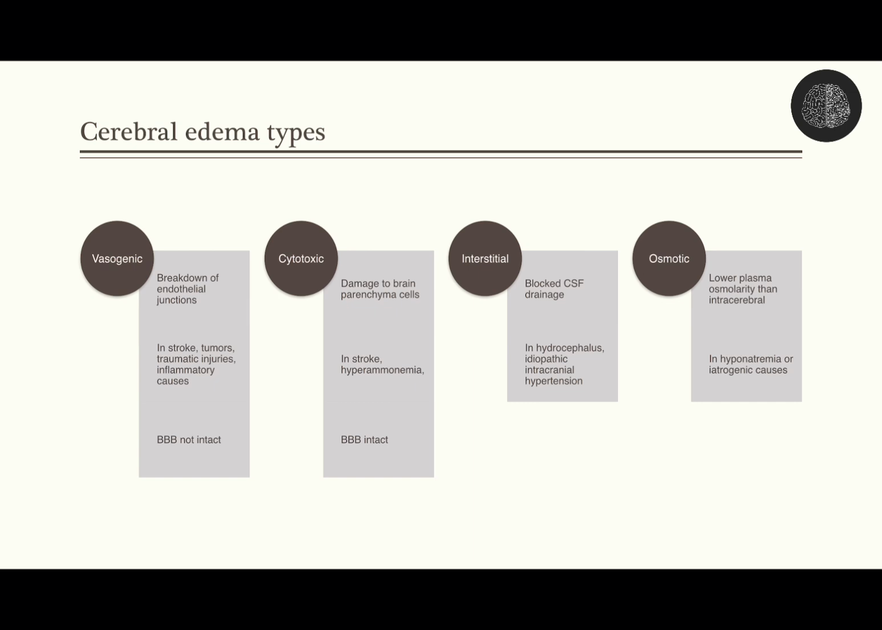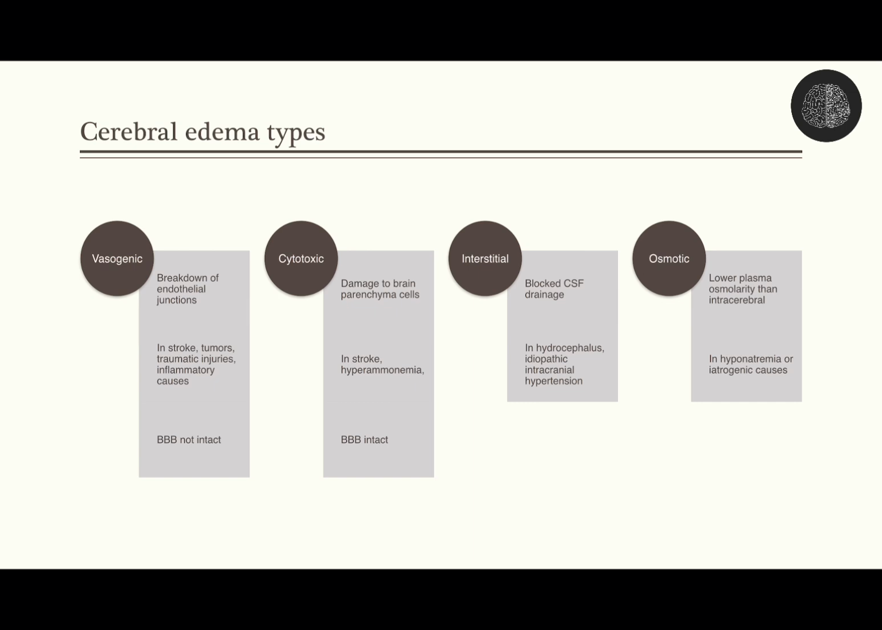The next is cytotoxic, which is caused by the damage to brain parenchymal cells, which is usually due to hypoxia, and it can be seen in either stroke or in hyperammonemia. Here, the blood-brain barrier is intact though. It's only not intact in the vasogenic type of cerebral edema.